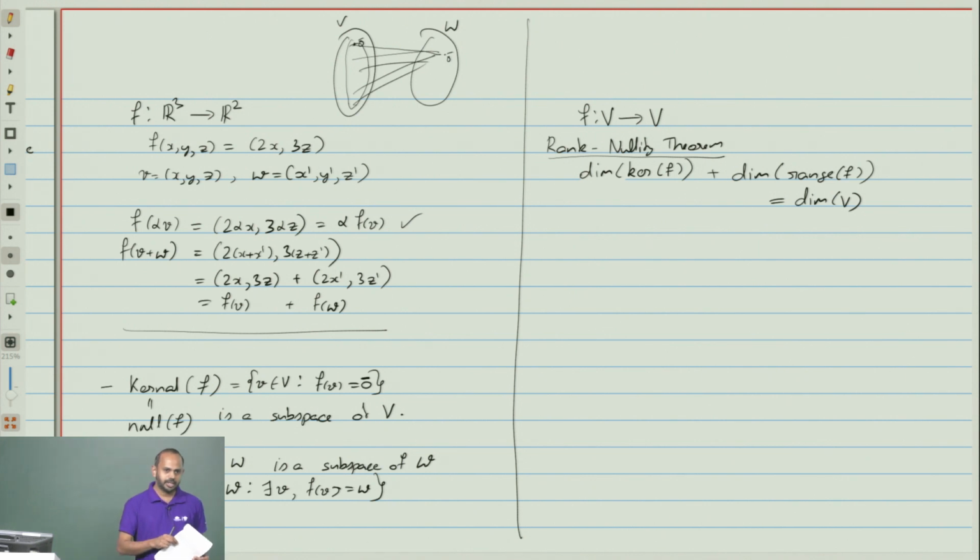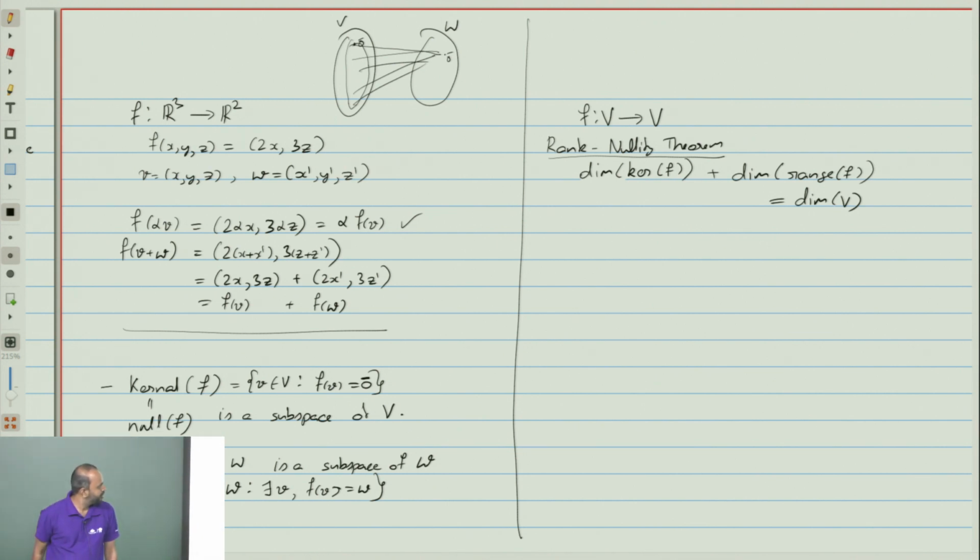I suggest that you go over the textbook. No, no. Here the linear transformation is from V to the same vector space. From V to the same vector space, then the dimension of the kernel has to be 0. The dimension of the range has to be... Why does the dimension of the kernel have to be 0? Because it is the same vector space.